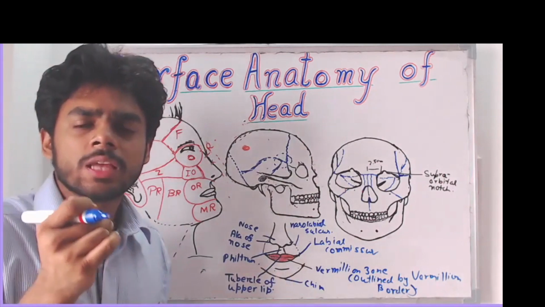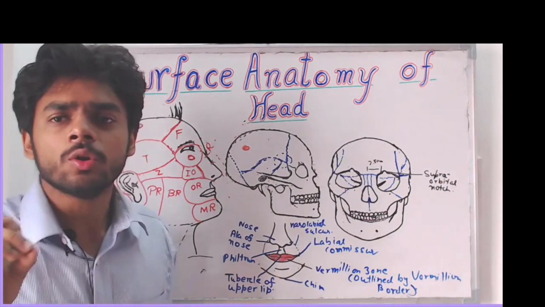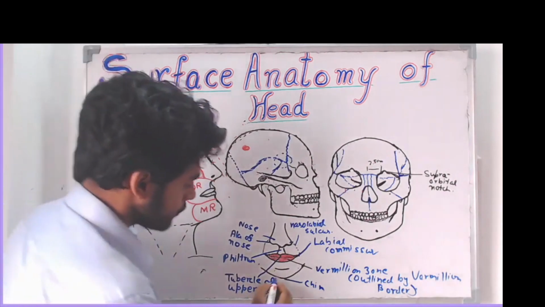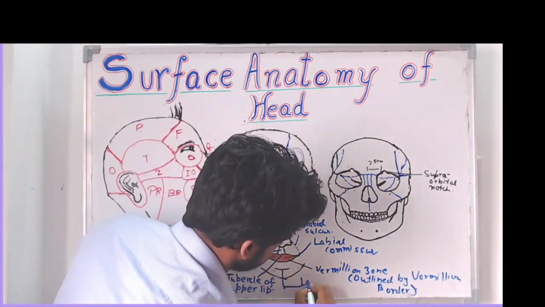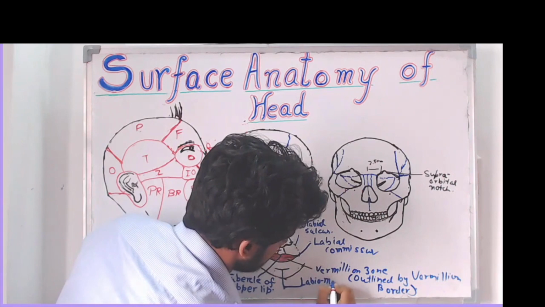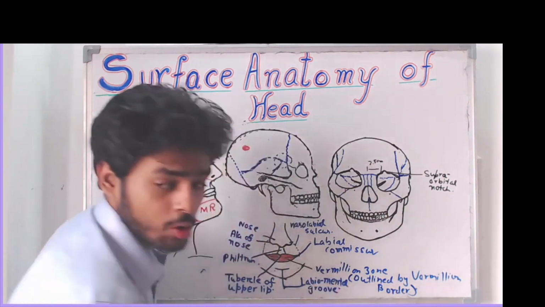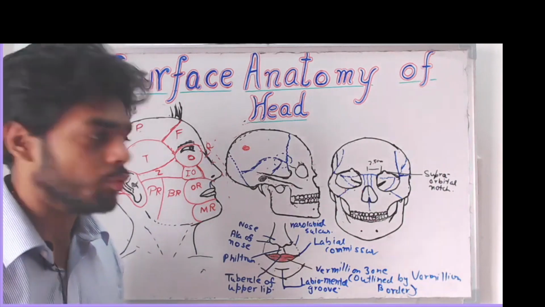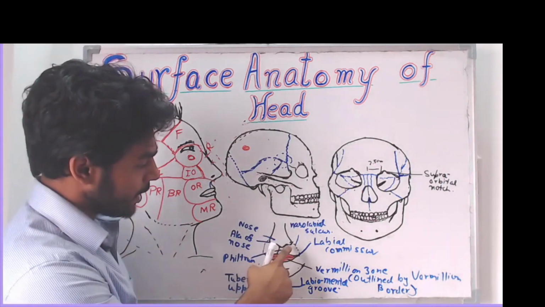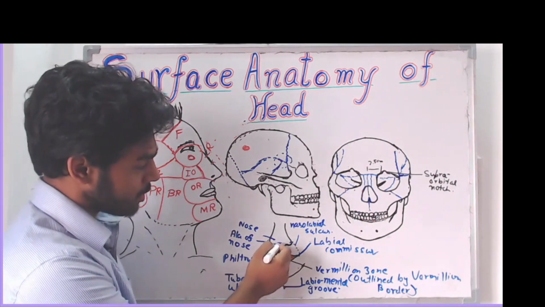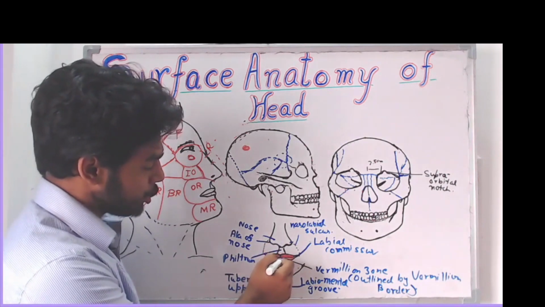And we have a horizontal groove. The lower lip is separated from the chin by a horizontal groove called the labiomental groove. So we have the nose, this is the ala of the nose, and this is the philtrum. The philtrum's apex is towards the nose, and its base is towards the tubercle of the upper lip.